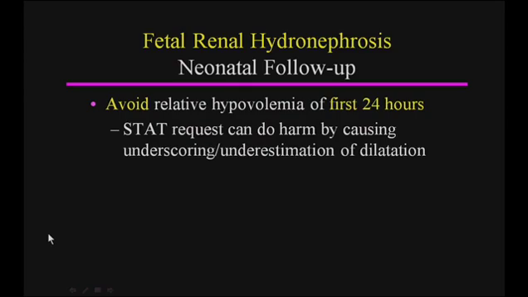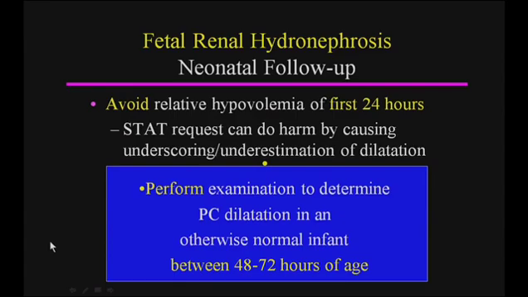One of the key things to know, however, is that when these children are born, this is not an emergency one has to evaluate immediately, but rather one should avoid the relative hypovolemia of the first 24 hours of life and know that a stat exam may be harmful because it may underscore or underestimate dilation. Best thing, according to our work, is to perform an examination at 48 to 72 hours of age to assess what pelvic dilation is. Different people have different opinions. I would prefer the information be known during the time that the patient's in the hospital. But if you have a patient that will come back as an outpatient, then you can make a decision with your urologist.